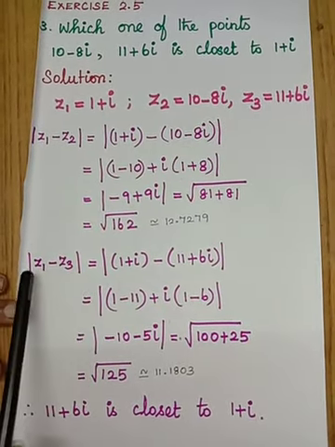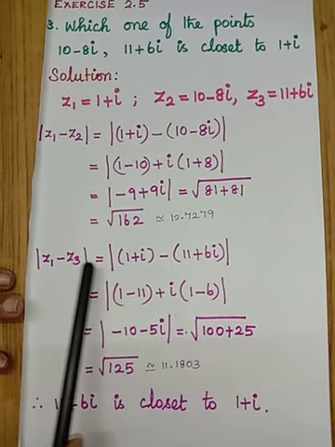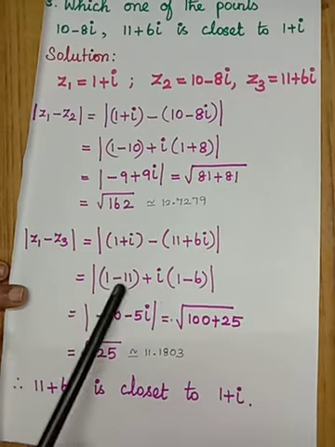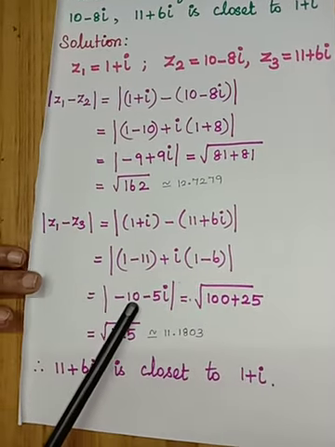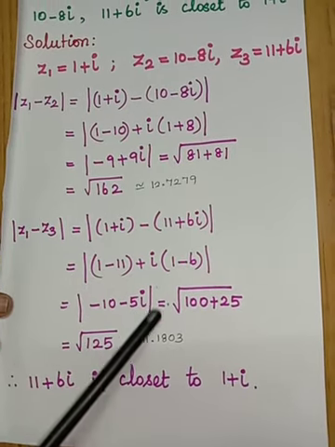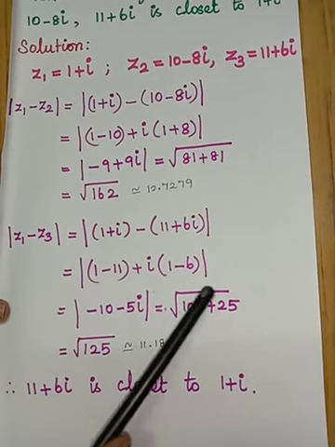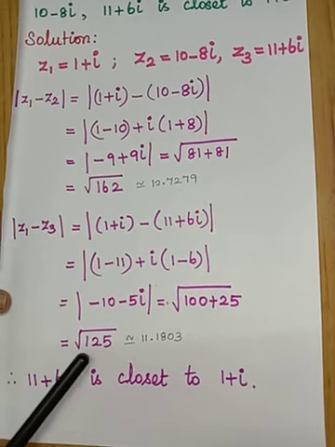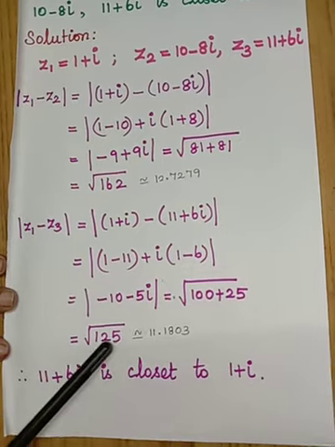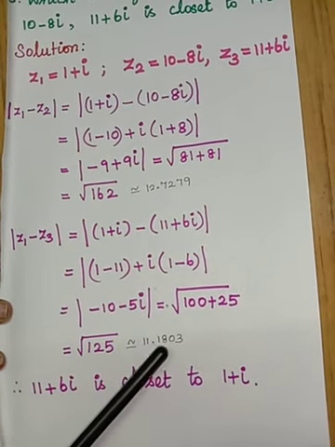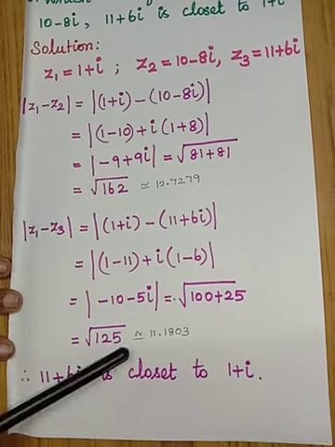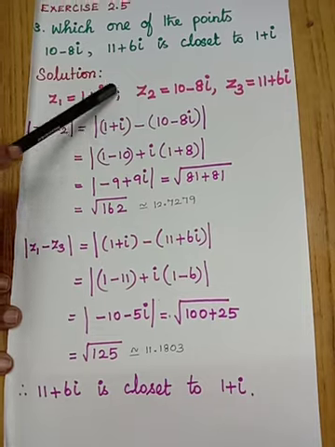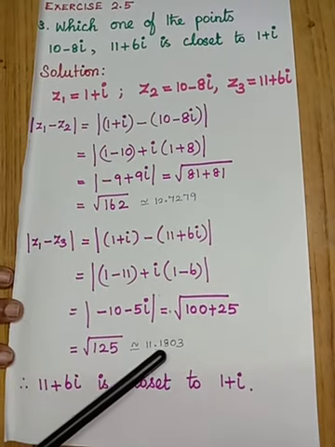So the distance between two complex numbers is nothing but modulus of z1 minus z3. So you have to arrange the real part and the imaginary part. So you will get this complex number. It is written within the modulus. How to find the modulus? Square root of real part the whole square plus imaginary part the whole square. So you are getting the answer as square root of 125. It is approximately 11.1803. You look at the answer, the distance between the first and the second is 12.72. The first and the third is 11.1803.